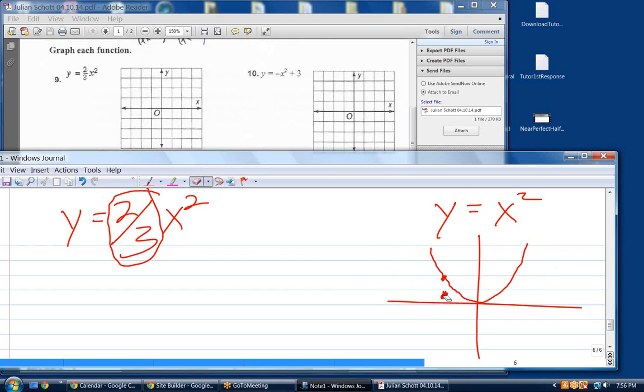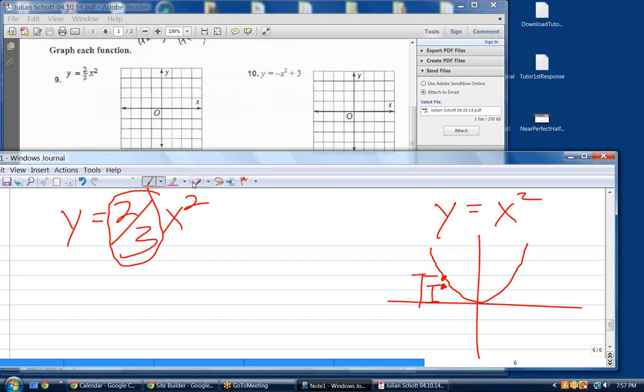Let me try to draw it a little bit more accurately, because that point needs to be 2/3. Do you get that concept? By 2/3, I mean whatever that distance is there. When I stick a 2/3 in front of that, that point is going to be closer. It's not going to be all the way up here. It's going to be 2/3 of the way. If it was half, it would be right there. In other words, this distance here is 2/3 of this distance there.